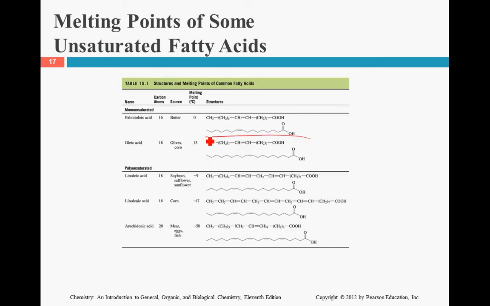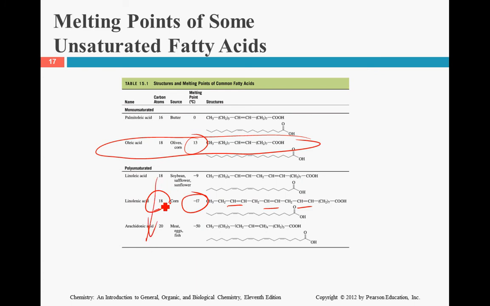Here's 18 carbons for a monounsaturated. So one double bond drops the melting point from 69 to 13. By having multiple unsaturated, multiple double bonds, a polyunsaturated, for the same amount of carbons, it drops from 13 to negative 17 degrees Celsius to melt. Once again, notice as the number of carbons increase, the boiling point increases.